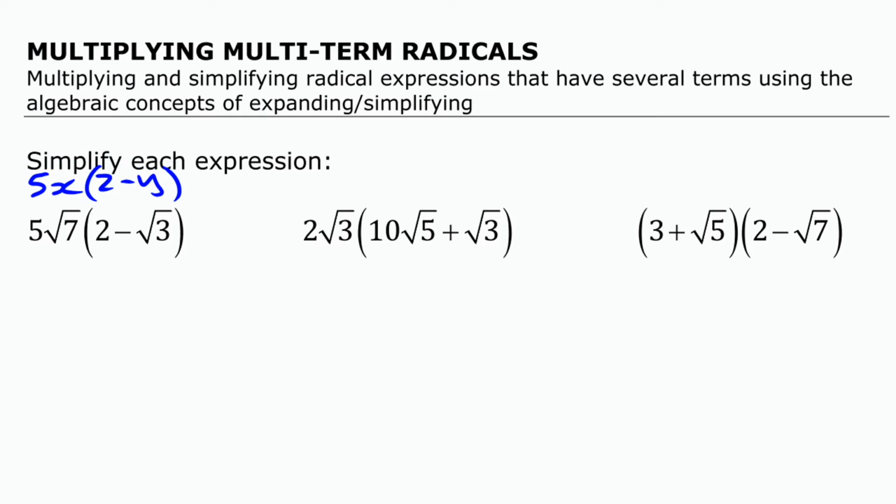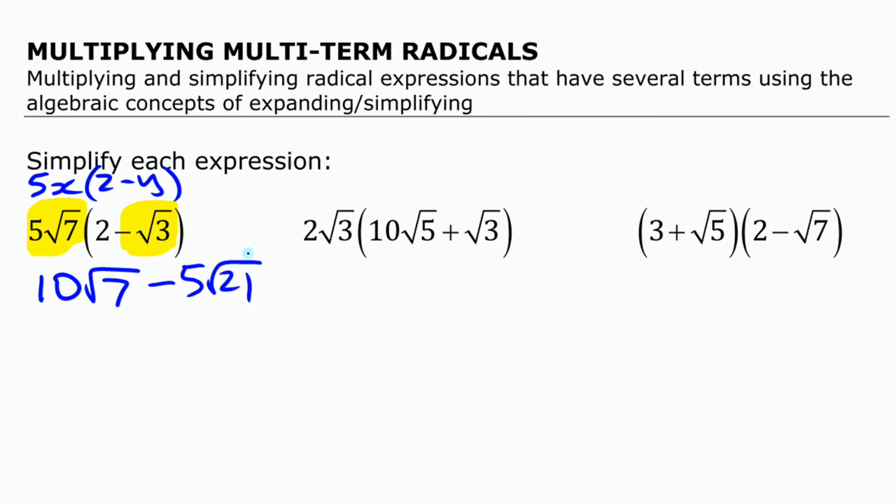So we're going to do exactly the same thing here. We're going to do 5 root 7 times 2 first, and that's going to give us 10 root 7. And then we're going to do 5 root 7 times minus root 3, and that's going to give us minus 5 root 21.